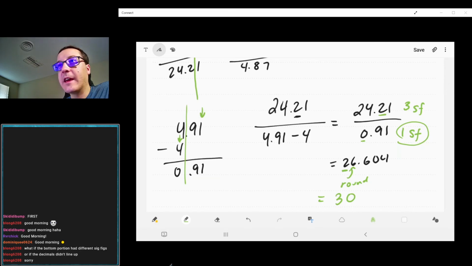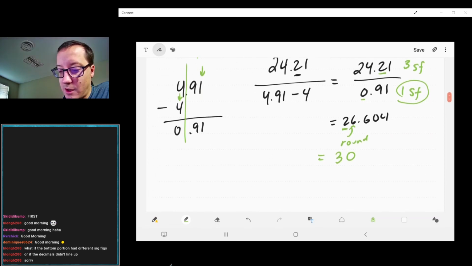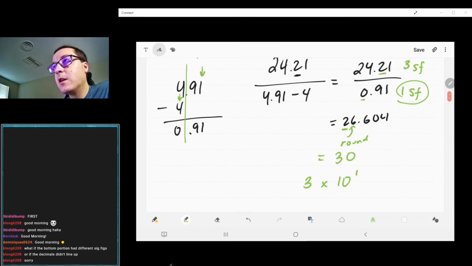So in that case, with multiplication and division, you'll always choose the smallest number of sig figs. So if our top number, the numerator, had 3 sig figs and our denominator had 1 sig fig, we would choose 1 sig fig. So we'll round our answer to 30. Or if we wanted, we could say 3 times 10 to the first power. Either way would work. So, fun stuff there.